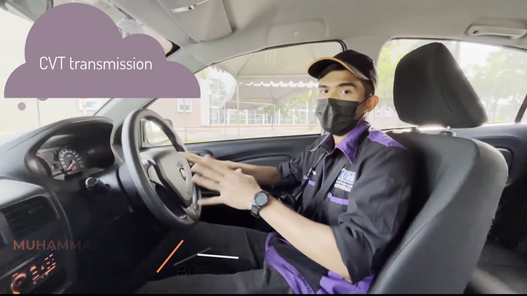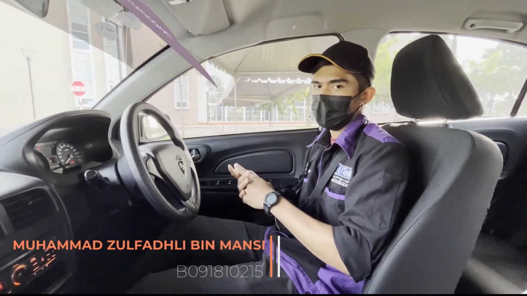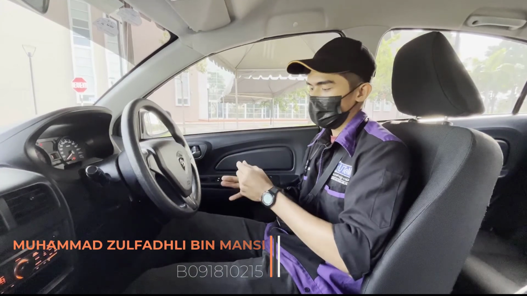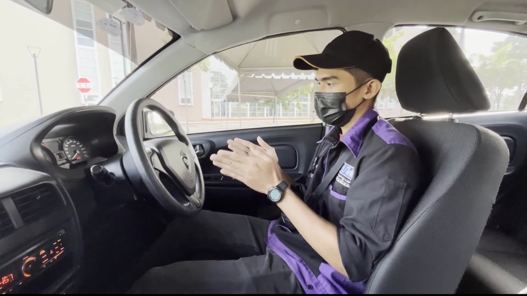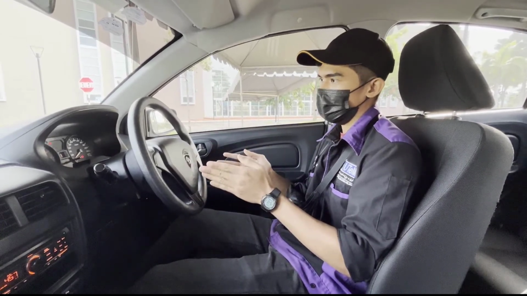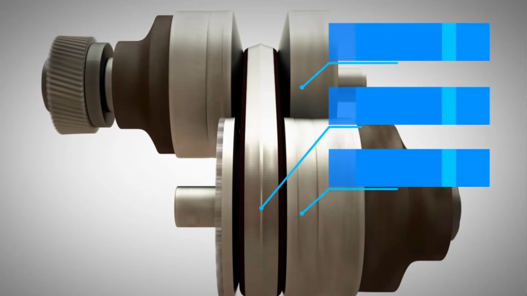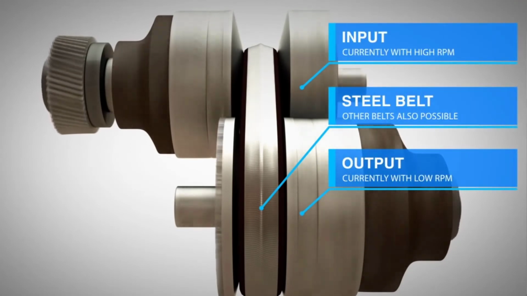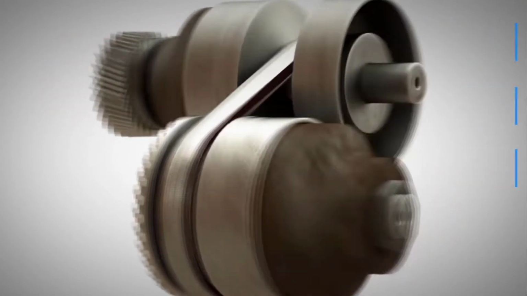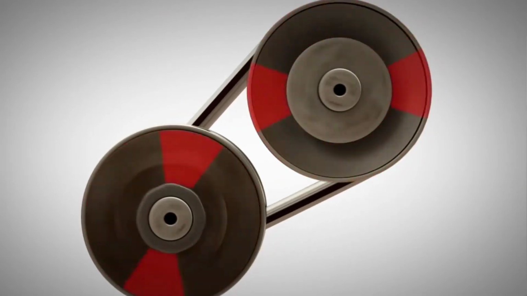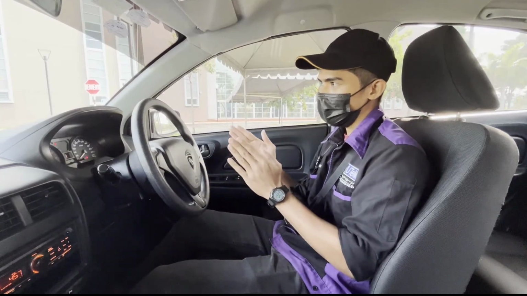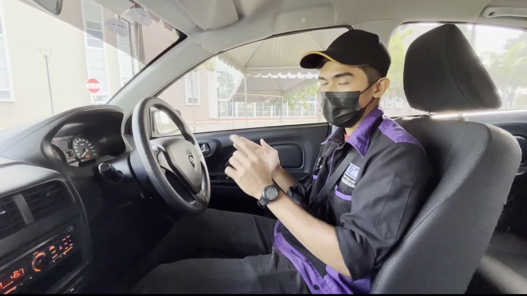Okay guys, the CVT transmission has three components: a belt, two pulleys, input and output, and another one is the planetary gear. When the car moves forward at low gear, the input pulley will have a small diameter compared to the output, which will have a big diameter. At high gear, the input pulley will have a large diameter compared to the output pulley, which will have a small diameter. The pulleys compress and decompress for switching the gear.